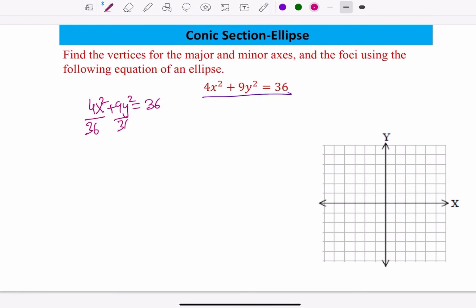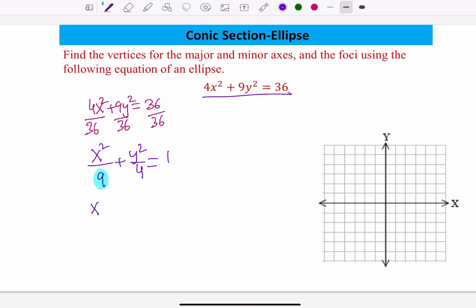So divide with 36 to get a 1 on the right hand side. So I'm left with x squared over 9 plus y squared over 4 equal to 1. And that's the ellipse I'm going to be graphing. We can clearly see the bigger number is under x squared. So x-axis is our major axis.